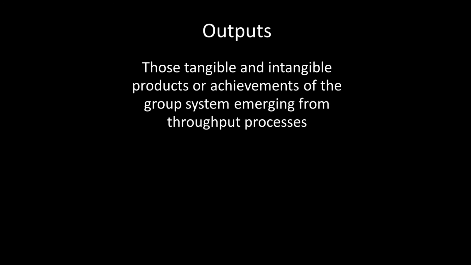Outputs. So outputs are the tangible and intangible products or achievements of the group or system emerging from throughput processes. So these are like the results that the group comes up with. Some examples of this might be, in the case of your class, the presentations that you're giving could be considered as an output. The final papers that you write at the end would be an output. If you're thinking about a team, perhaps winning the championship might be an output or something along those lines.